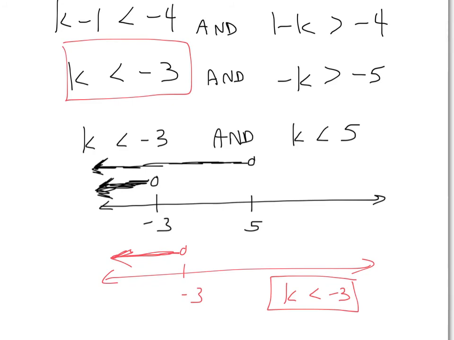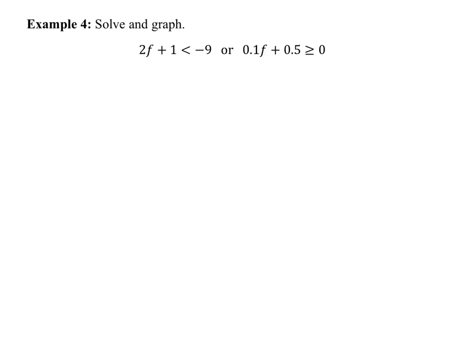Easy so far? How are we doing? Can we go on to the next one quickly? All right. What should I do for example 4?